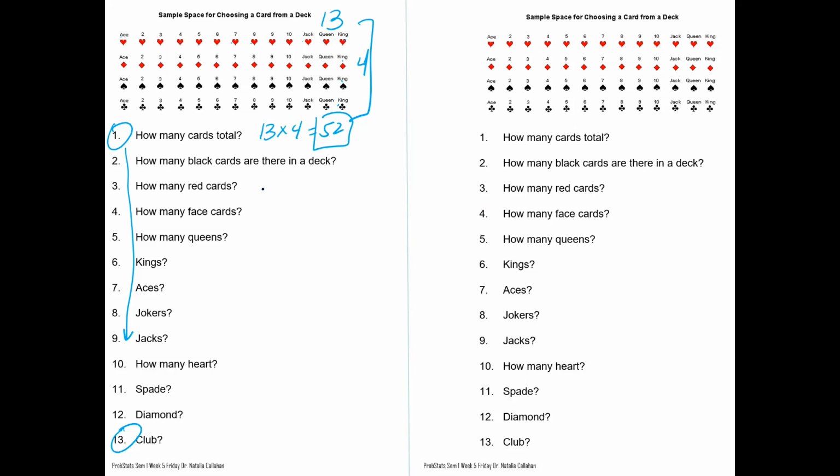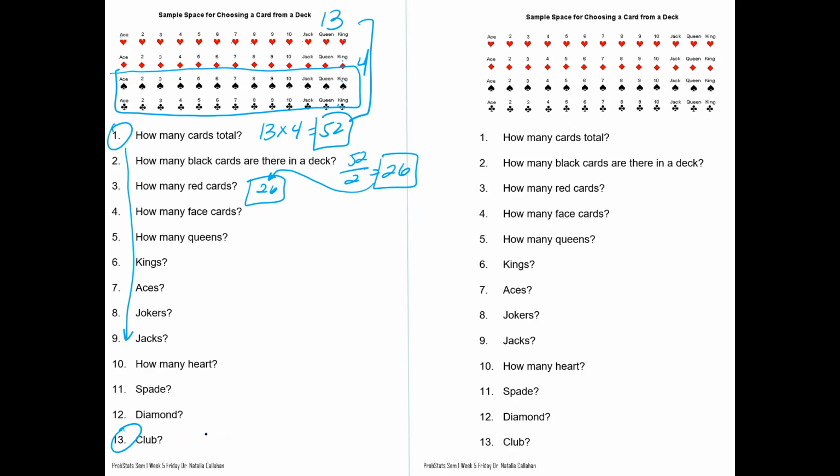How many black cards are in the deck? Well, since only half are black, 52 divided by 2 is going to be 26. And similarly, the other half is red, so there are 26.